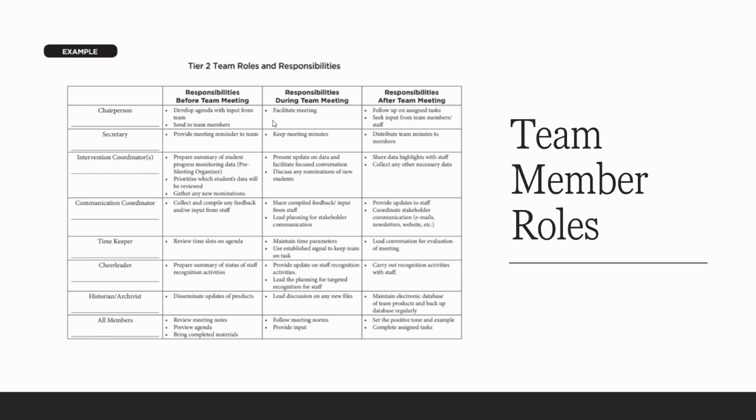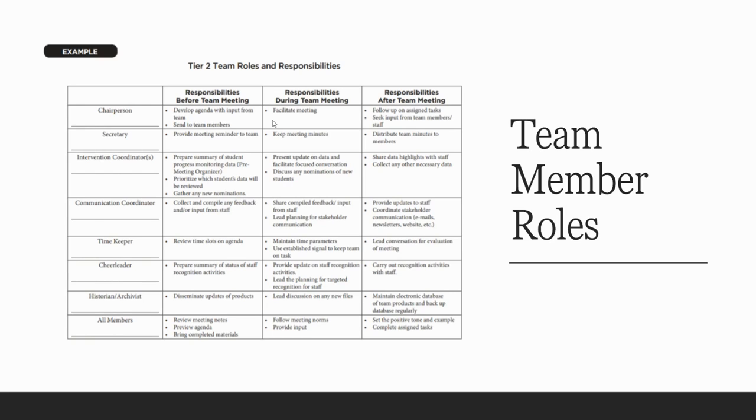So one role could be a chairperson. Before the team meeting, that chairperson is going to develop the agenda with input from the team. They're going to send that agenda out to the team members. During the meeting, that chairperson is going to facilitate the meeting. And after the meeting, that chairperson is going to follow up on assigned tasks and seek input from team members, etc.